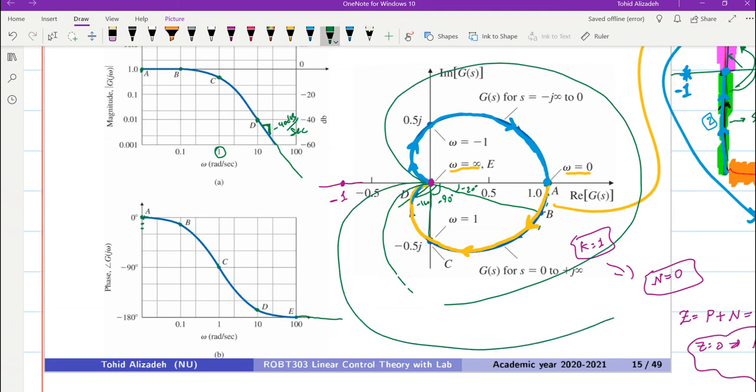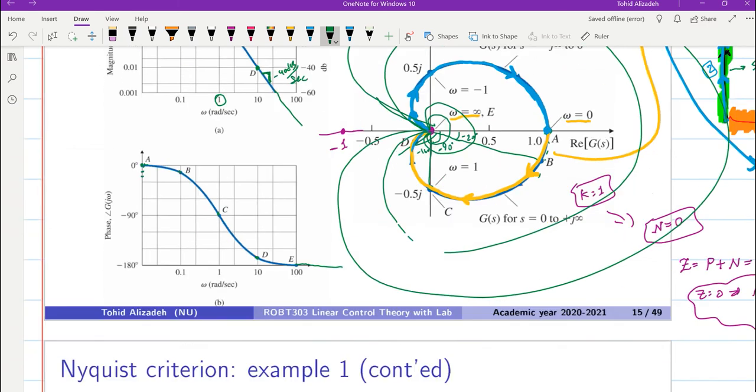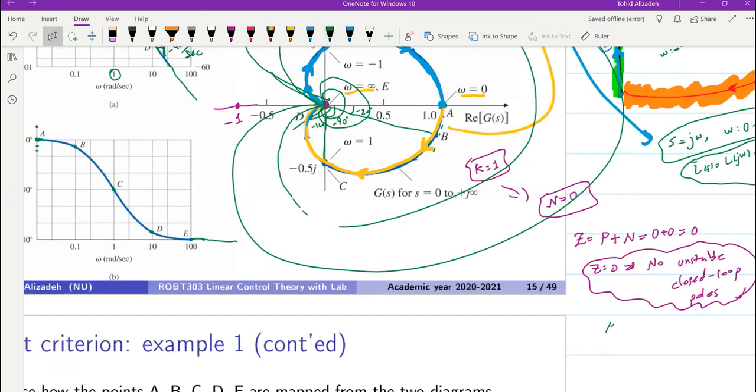So for any value of k bigger than 1, the Nyquist diagram will not encircle the point minus 1, and as a result, the system will remain stable. For values of k between 0 and 1, the Nyquist plot that we have here will be shrunk, but again, you can see that as it shrinks, it will not encircle the point minus 1, and as a result, we can say that for k bigger than 0, this will be the case. N will remain as 0, and the closed loop system will remain stable.